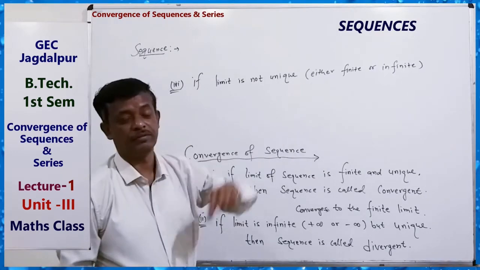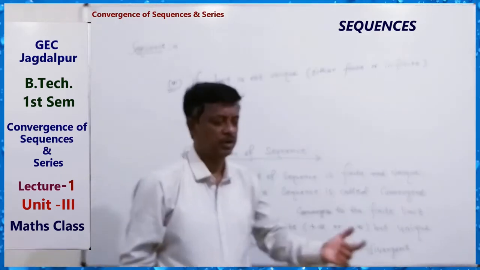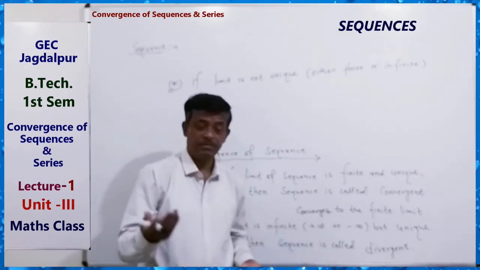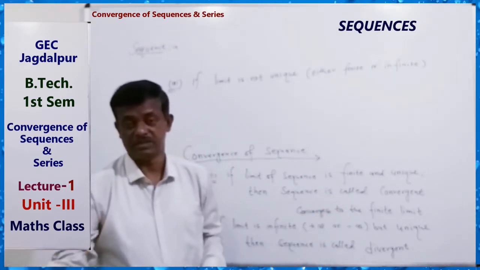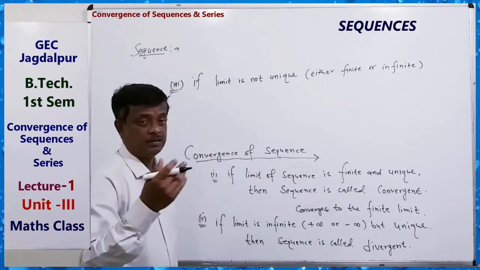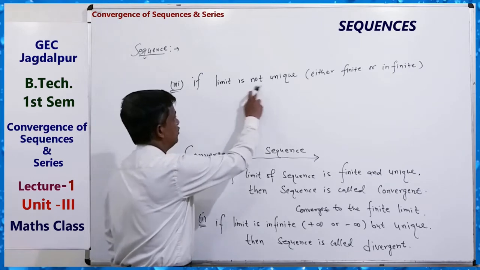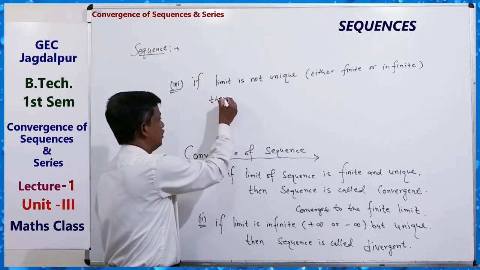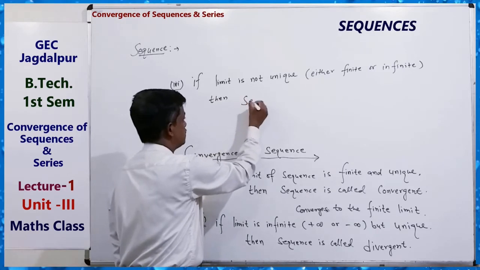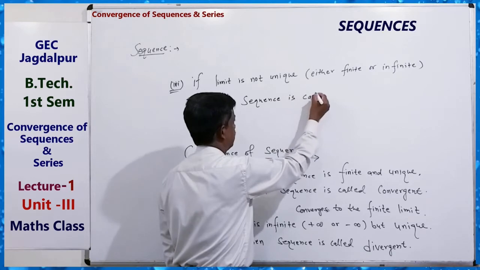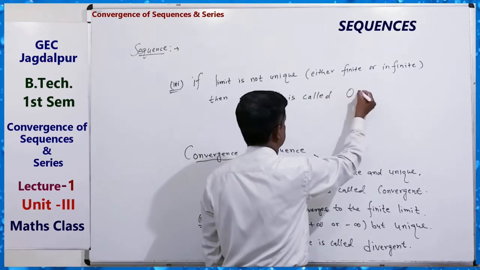If the limit is not unique, either finite or infinite, it means maybe the limit is 1, minus 1, 1, minus 1, 2, and so on, and maybe the limit is plus infinity, minus infinity, both. Then the limit is not unique, and then the sequence is called an oscillatory sequence.